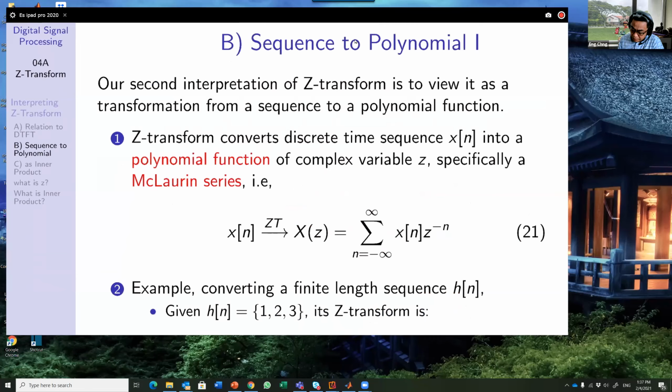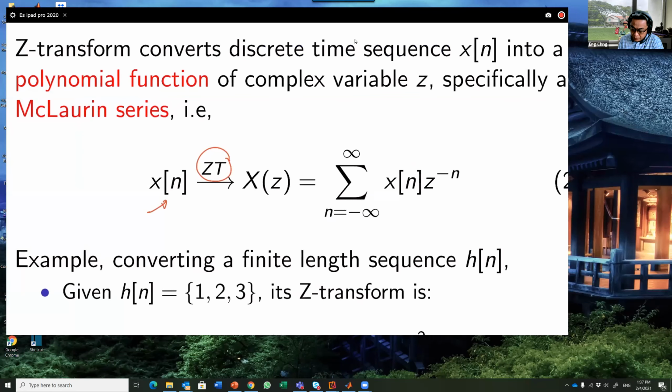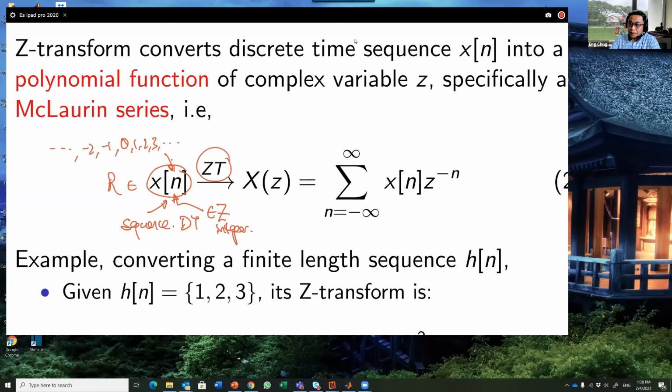Let's repeat the definition of Z transform. Given a Z transform, the input is a sequence, and this sequence must be discrete time because n is an integer. N belongs to integers, so you can have 0, 1, 2, 3, all the way to infinity, as well as minus 1, minus 2, all the way to minus infinity. The value of x n belongs to the real. That means the value itself can be a real number.